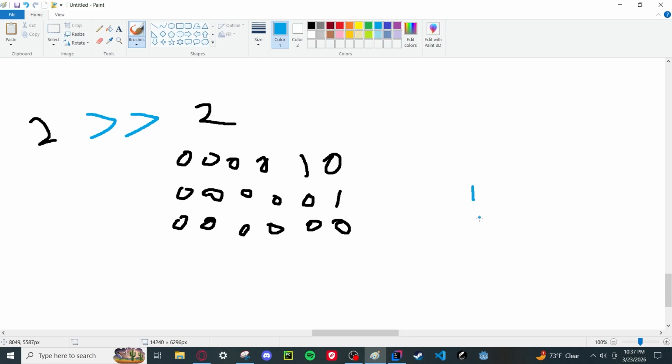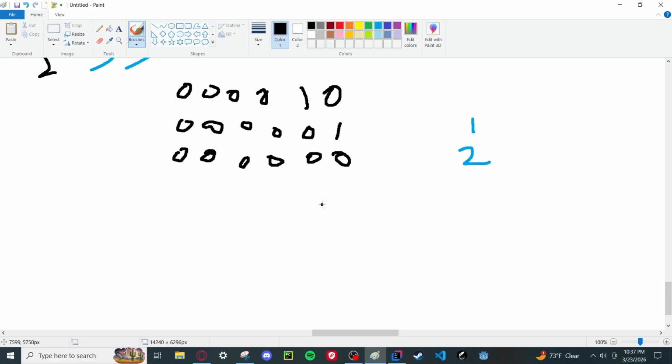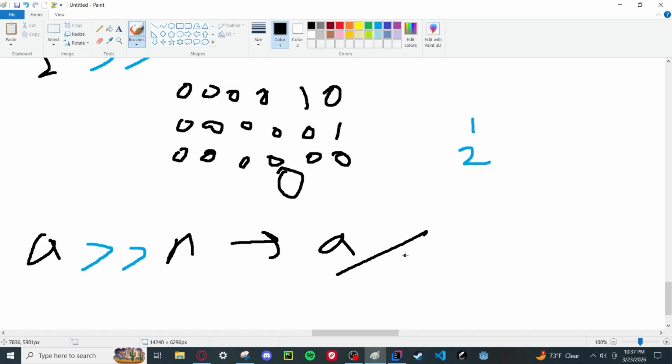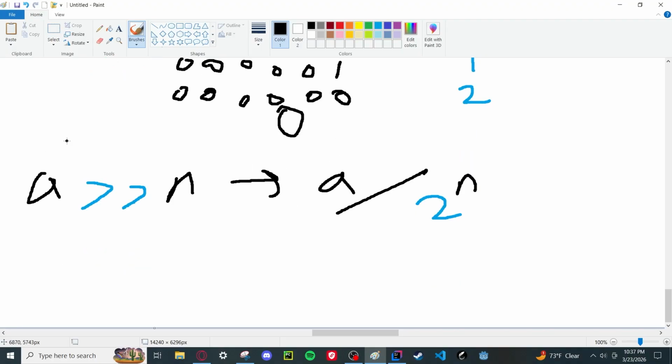So the 2 shifts should be left with roughly 0. And does this make sense with the formula, which is A right shift N is the same thing as A divided by 2 to the N? Well, yes, because if you think about what happens with integers in Java, if we do 2 divided by 4, Java is not reading that as 1/2, it's reading that as 0. So we got 0 here and we got 0 there, so it checks out.